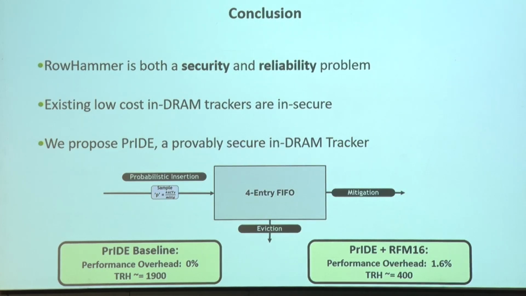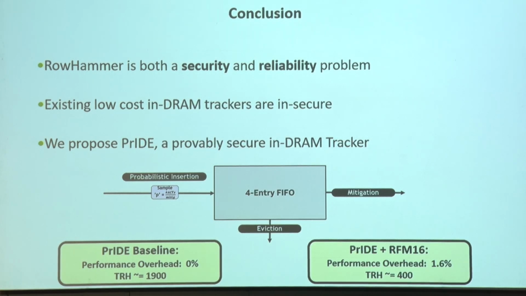So, in conclusion, Rowhammer is a security and reliability problem. Existing low-cost in-DRAM trackers are insecure. Until now, because of the inability of DRAM vendors to design secure low-cost in-DRAM trackers, they have decided to move towards more complex, storage-heavy solutions such as per-row access counters.